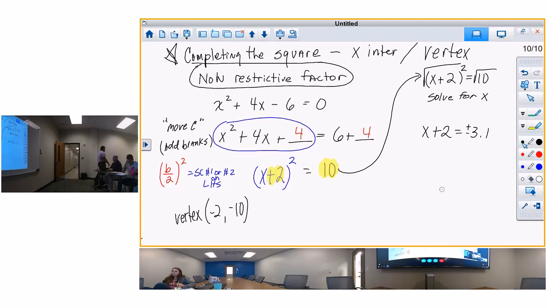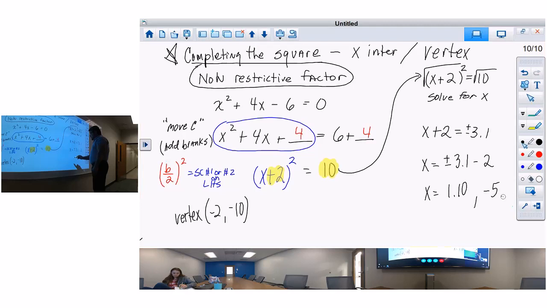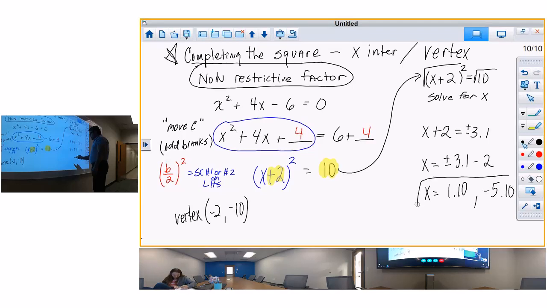So x is equal to positive or negative 3.1. Somebody's supposed to ask me what the positive and negatives are. Minus 2. X is equal to, what's 3.1 minus 2? 1.1. What is, you owe somebody 3.1 and you owe somebody 2. What do you owe both of them? 5.1. Y'all settle down. 5.1, and that is your 2 x-intercepts.